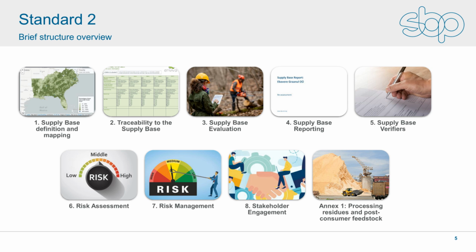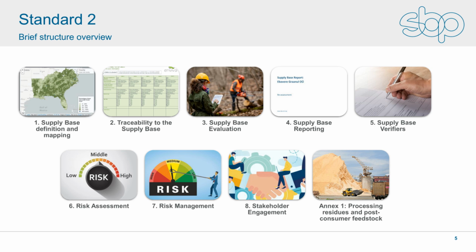Section 2. Traceability to the supply base. A traceability system links feedstock back to the supply base, providing accountability throughout the supply chain. Section 3, Supply Base Evaluation, or SBE, a structured evaluation to identify potential sustainability risks and to inform sourcing decisions. Section 4. Supply base reporting. The organization reports on its supply base, including sourcing practices, risk findings, and mitigation measures. This is where transparency is demonstrated.